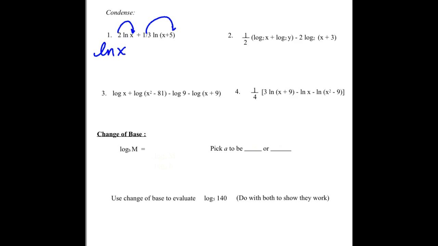Becomes the natural log of x squared plus the natural log of x plus 5 to the 1/3. What's another way we could write that? Cube root. Yep. And I'm okay with either version. All right. Then we can condense the addition back into multiplication. So the natural log of an x squared times, we'll do the cube root here, cube root of x plus 5.